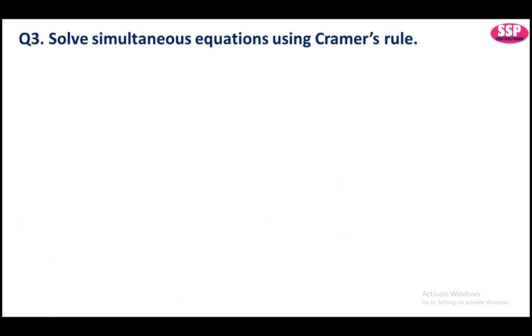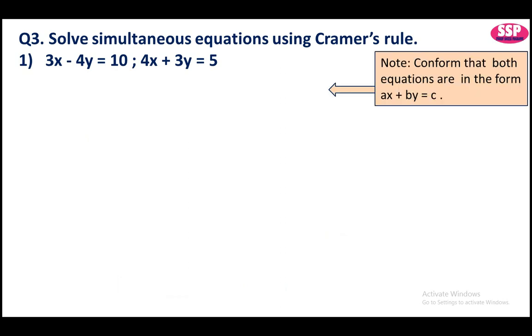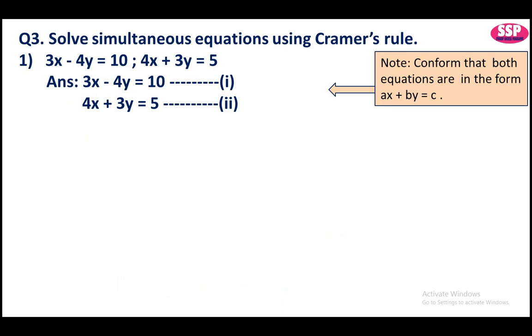Now question number 3. Solve the simultaneous equations by using Cramer's rule. Problem first. 3x minus 4y equal to 10. 4x plus 3y equal to 5. Now there is one note. Confirm that both equations are in the form ax plus by equal to c. Answer. 3x minus 4y equal to 10, first equation. 4x plus 3y is equal to 5, second equation. Both the equations are in the form ax plus by equal to c.